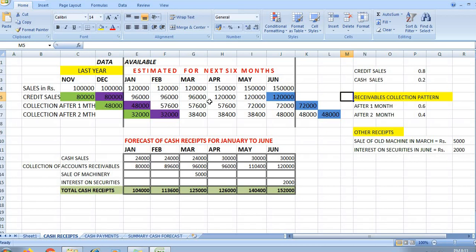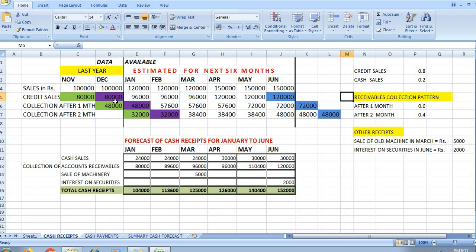Let's look at the collection pattern. This 80,000 that was a credit sale in November is going to be collected in December and January. So, as you can see, I have put in the color codes out there. How do we collect it? We said 60% comes after 1 month. So although the credit sales was 80,000 in November, 60% of 80, that is 48,000, came in December, and the balance 40,000 came in January.